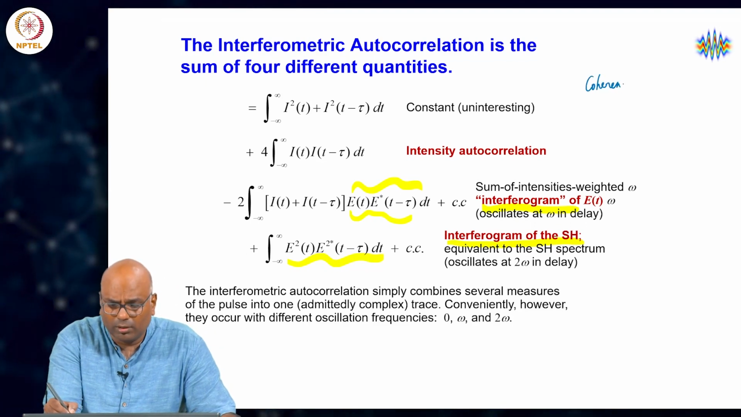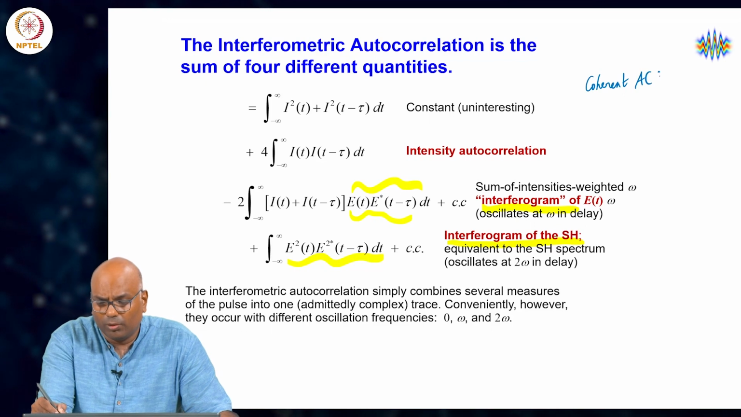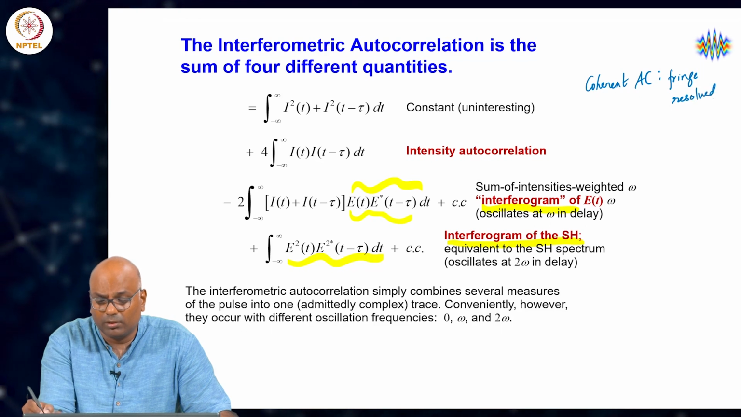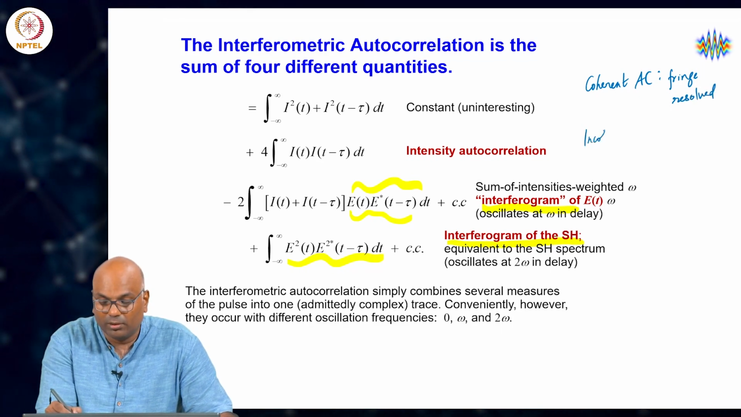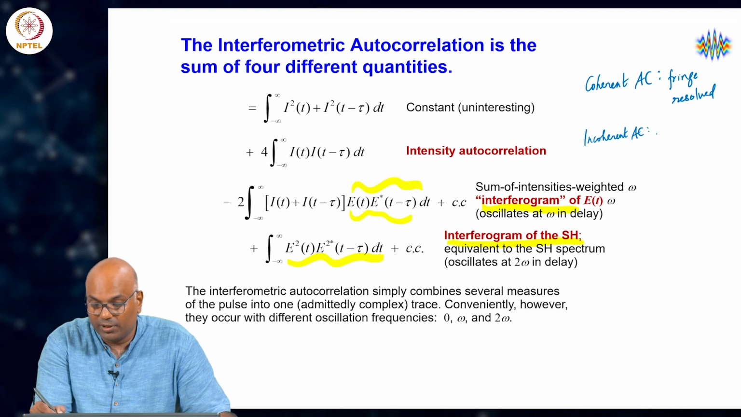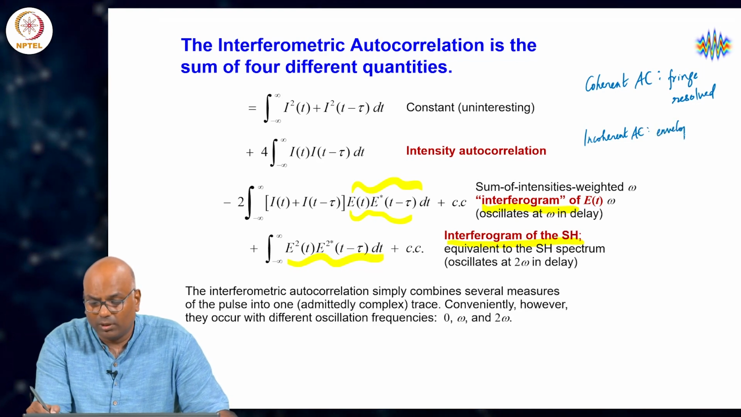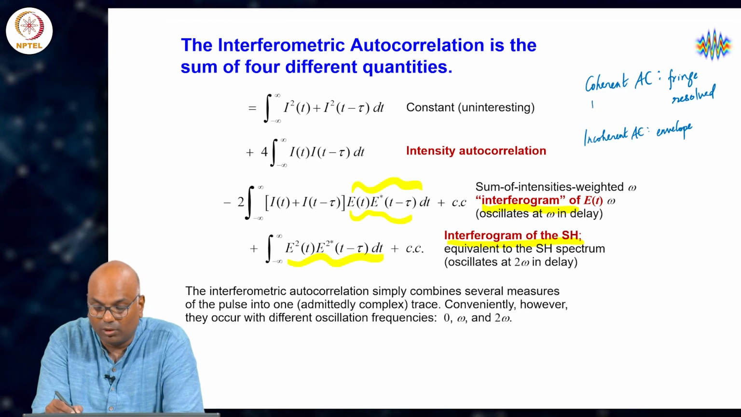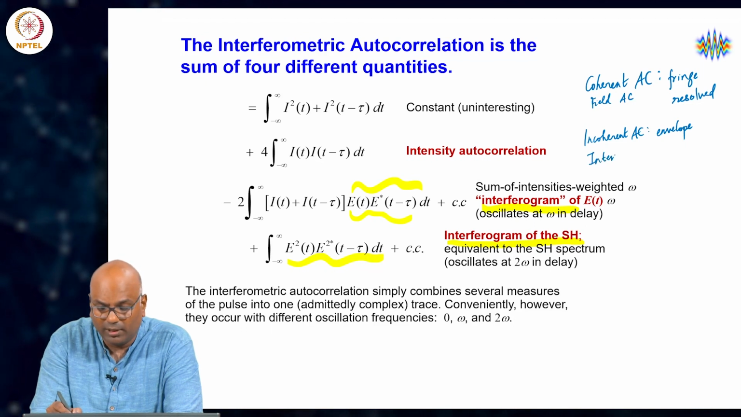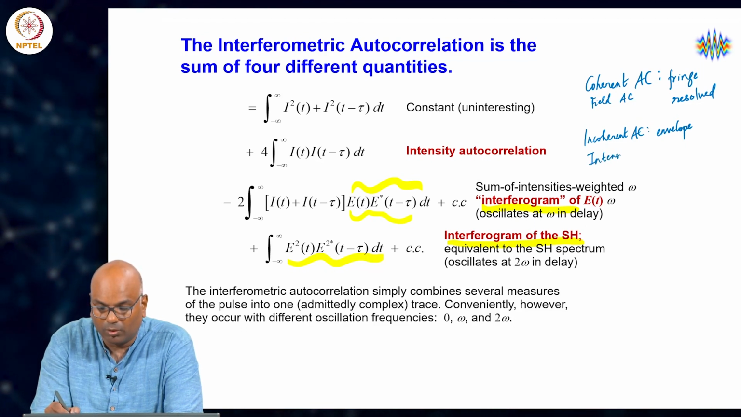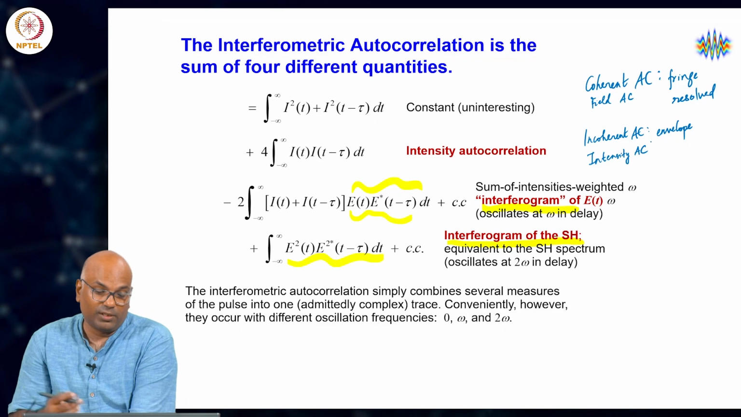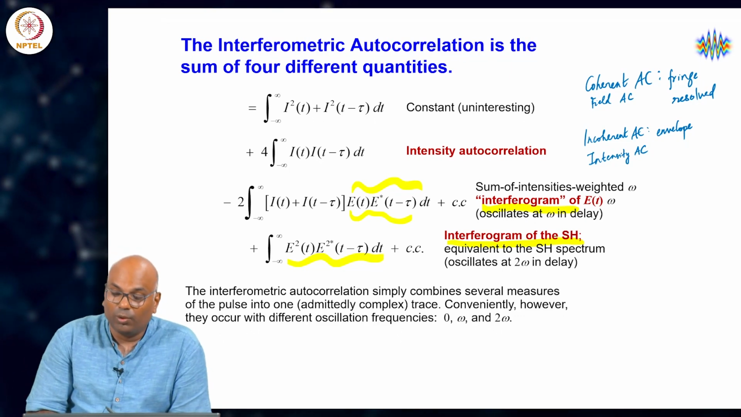Coherent autocorrelation is fringe resolved. Okay. Incoherent autocorrelation is not fringe resolved, it is just about the envelope functions. This is also called the field autocorrelation sometimes, and this is sometimes called the intensity autocorrelation, but I would prefer that we call it either fringe resolved versus intensity autocorrelation, or coherent versus incoherent way of doing autocorrelation.